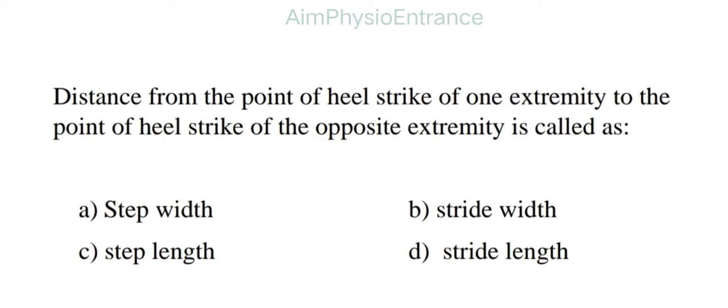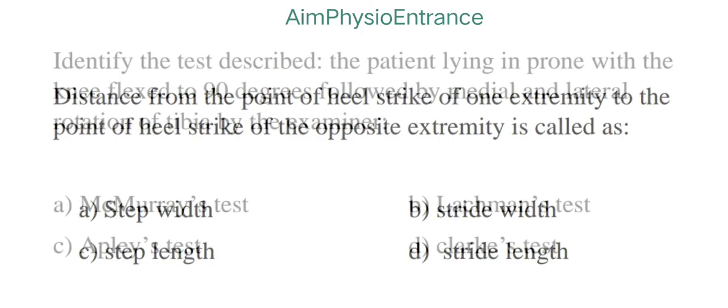The first question is: distance from the point of heel strike of one extremity to the point of heel strike of the opposite extremity is called as, and the options are A. Step width, B. Stride width, C. Step length, D. Stride length, and the answer would be C. Step length.